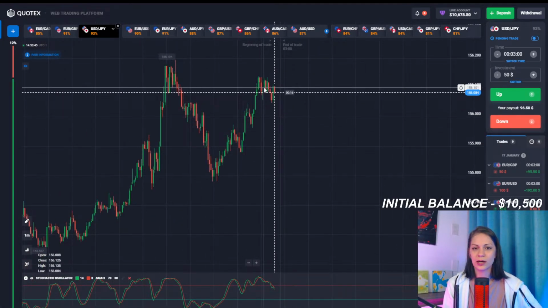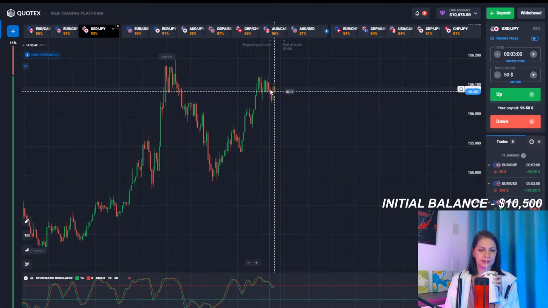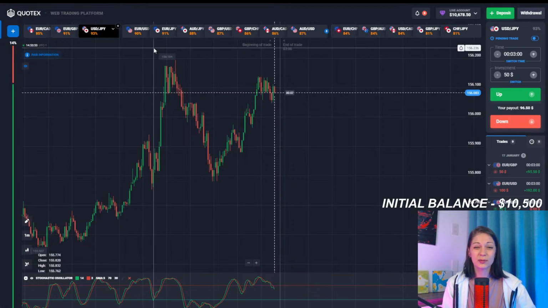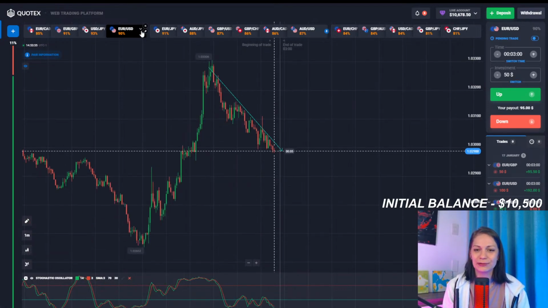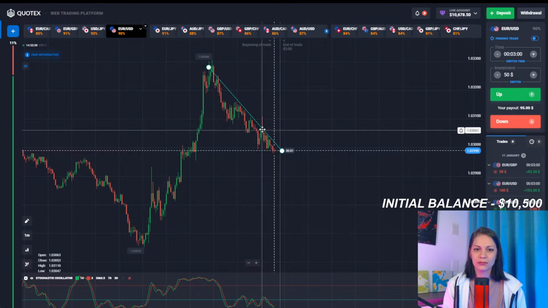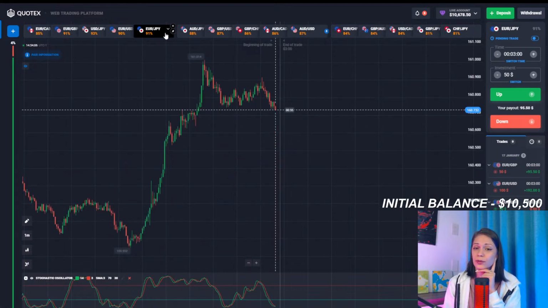USD/JPY, what's up? We have a level here, but the price is dancing around. Probably it's going to drop, but I'm not going to risk it right now. EUR/USD, the same trend line continues from that candlestick that we caught, but I don't see an entry point for now. EUR/JPY, what's up with that?